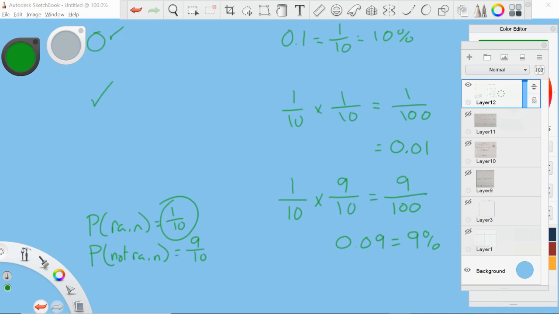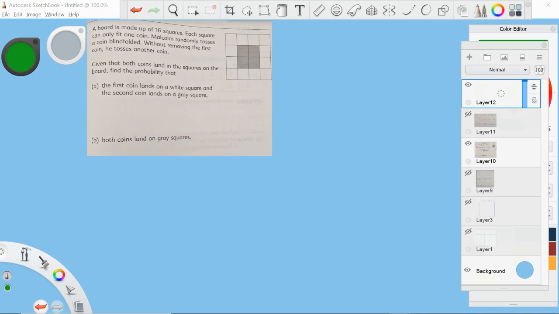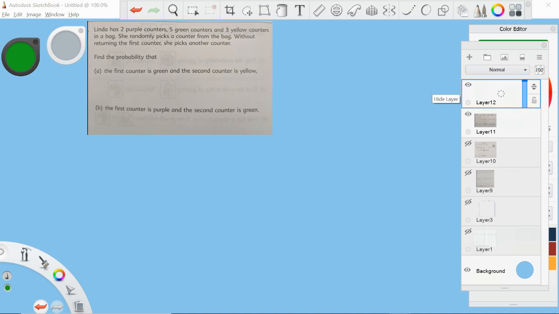Okay. Let's try the next one. Not that one. Let's do this one. Okay. It says Linda has 2 purple counters, 5 green counters, and 3 yellow counters in a bag. She randomly picks a counter from the bag. Without returning the first counter, she picks another counter. Find the probability that the first counter is green and the second counter is yellow. Now, this is from exercise 5, and this is all about dependent events. So notice that it says here, without returning the first counter. So that means that she takes a counter out and it's no longer possible to pull that counter again.